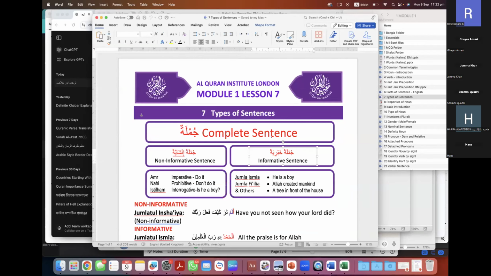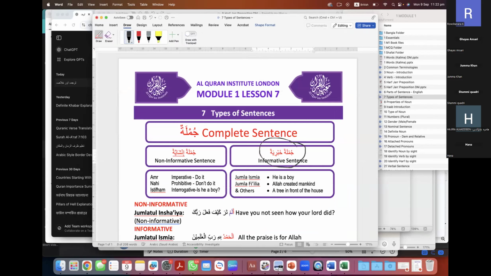Jumlatul Khabriyya. This is the informative sentence. Can you write it down, please, on the chat box: the informative sentence means the sentence which provides information. Okay, and the non-informative sentence, what would that be? No information. Rather, it is either hidden or asking for information.